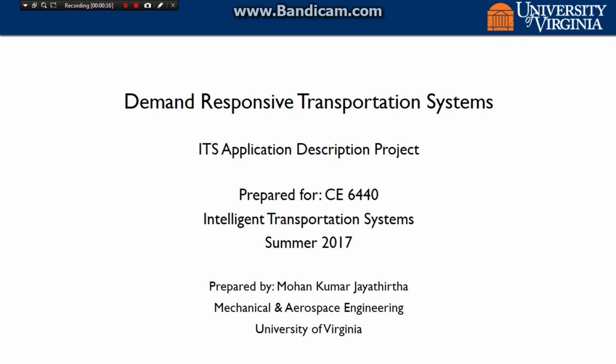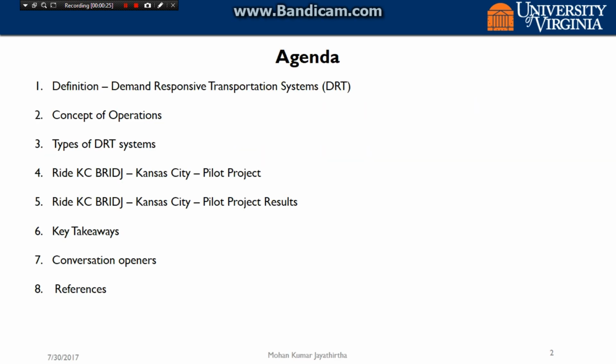So the topic that I've chosen today for the ITS application description project is Demand Responsive Transportation Systems, or DRT systems. The agenda for today's PPT and video starts with the definition of DRT systems, the ConOps types, and the RIDE-KC BRIDJ project in Kansas City. This is a pilot project of DRT that was implemented in Kansas City. Its results, key takeaways, and the conversation openers.